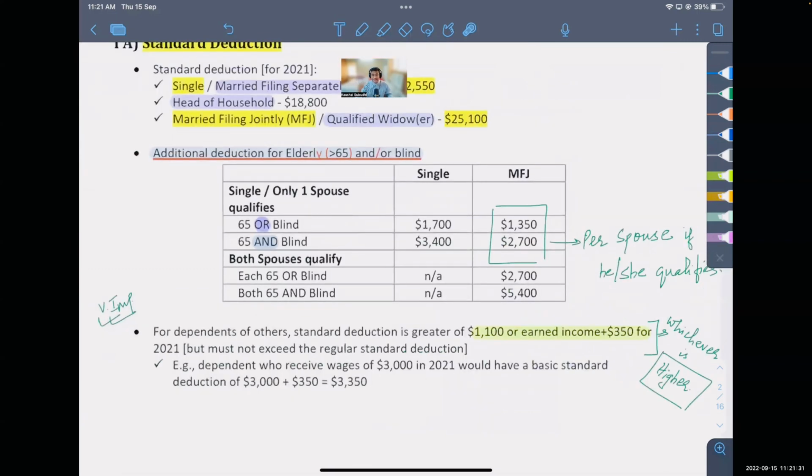Now, there could be some dependents, right? So there could be some dependents who can get an additional deduction.